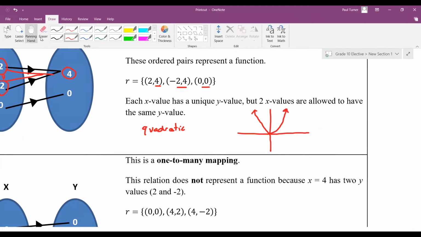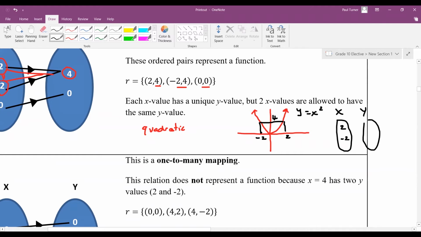So as an example, this could be 2 and minus 2, and that will go to 4 if this is the graph y equals x squared. So 2 squared is 4, minus 2 squared is also 4. So this is many numbers to one number. With your x diagram, we would have 2 and minus 2. And in y, it only goes to 4, like that. So this is many to one.